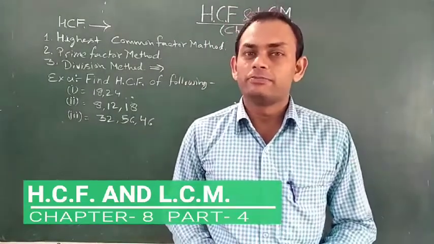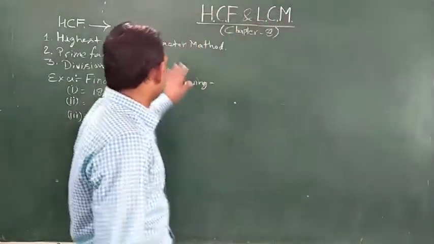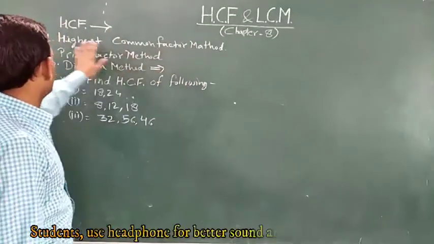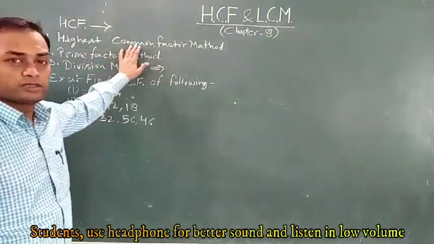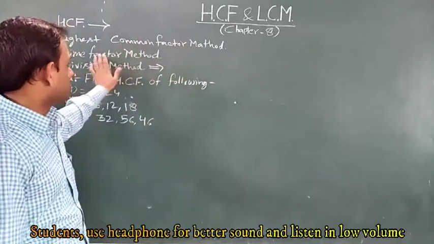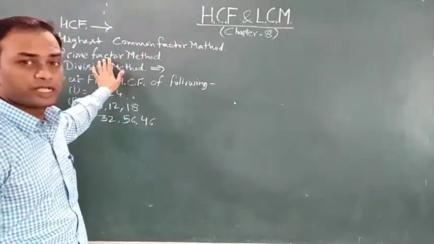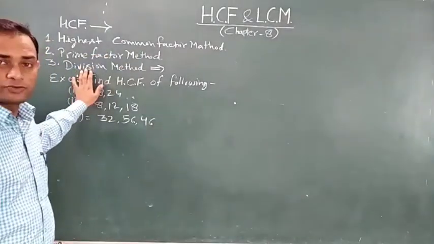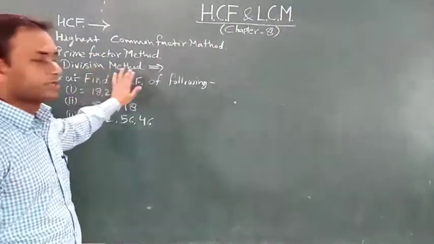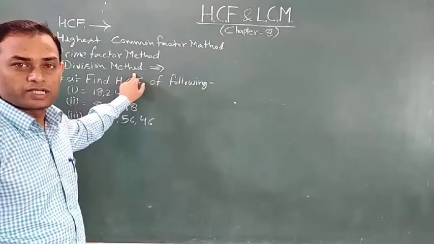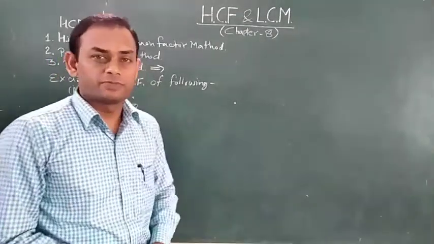In the last video, I made you understand some methods of finding out the HCF, the highest common factor: the listing method, and second, the prime factor method. I hope you must have understood that. So today we are just going to start the division method. I will tell you how to find out the HCF by the division method.